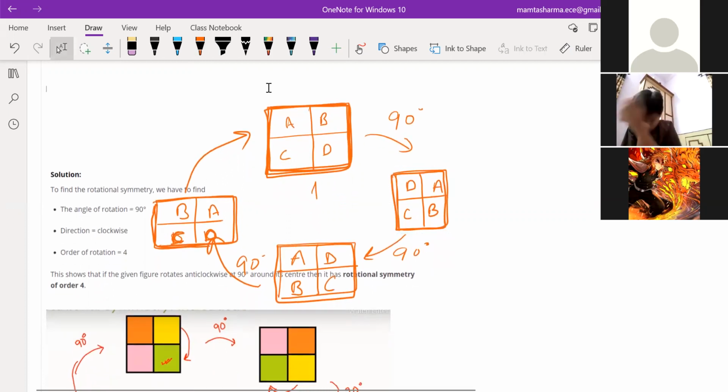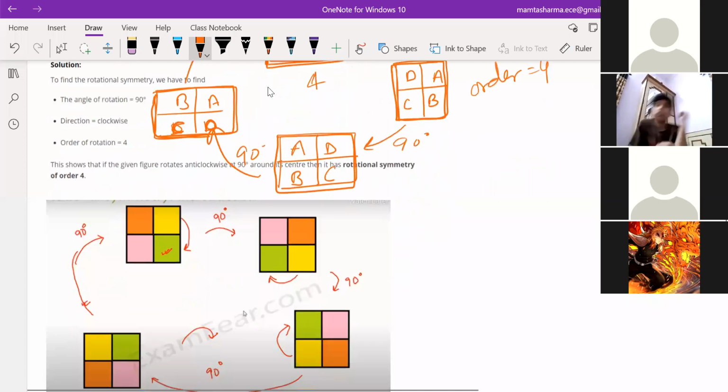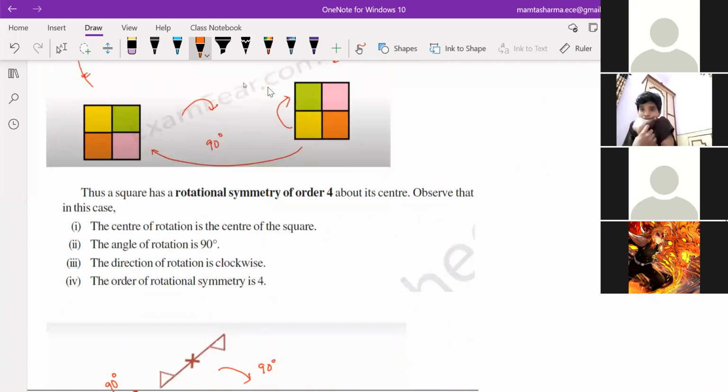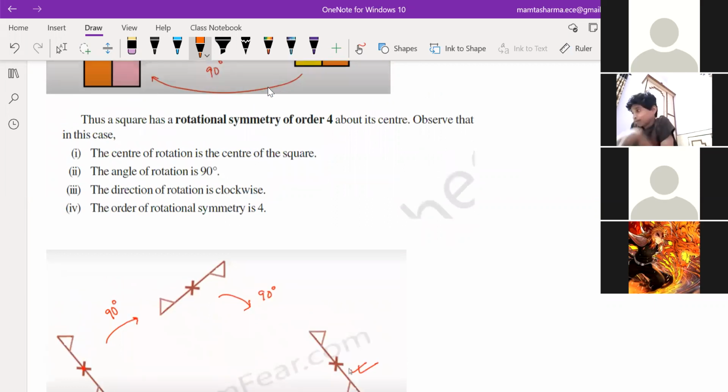So how many times does it look the same? 4 times. So the order of symmetry of a square would be 4. Ritvik, Nimala, are you getting my point or not? Yes, ma'am. So if you are getting it, tell me what would be the order of rotational symmetry for this object?